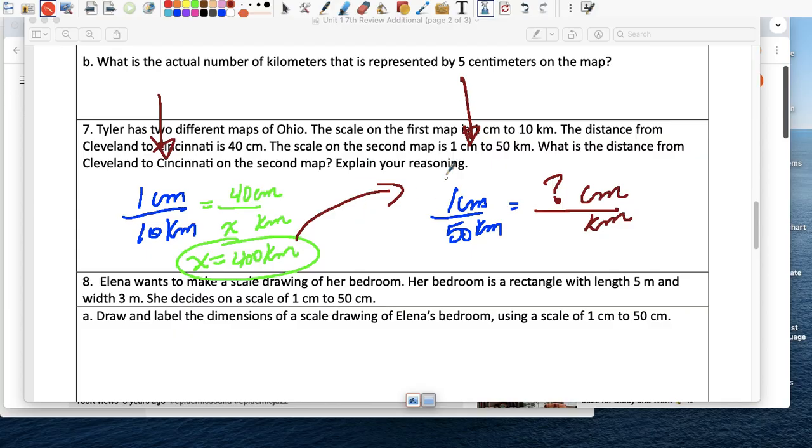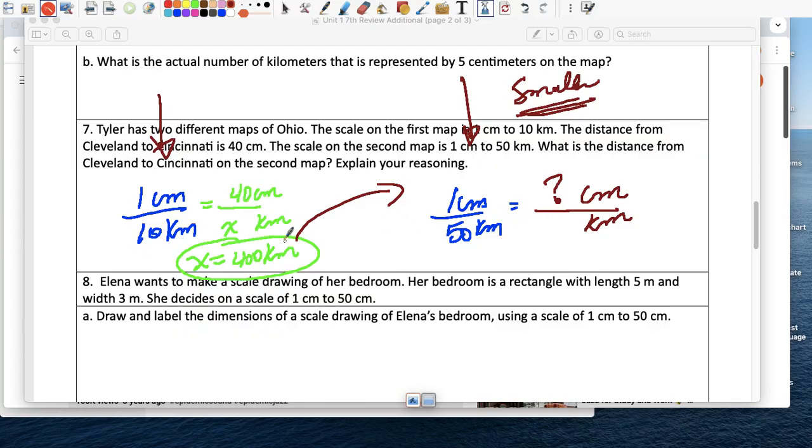Think about that. The second map is going to be smaller. Why? Because in the same centimeter here, I represent 50. So I don't need a lot of centimeters. I'm going to use fewer centimeters, which makes the map smaller.